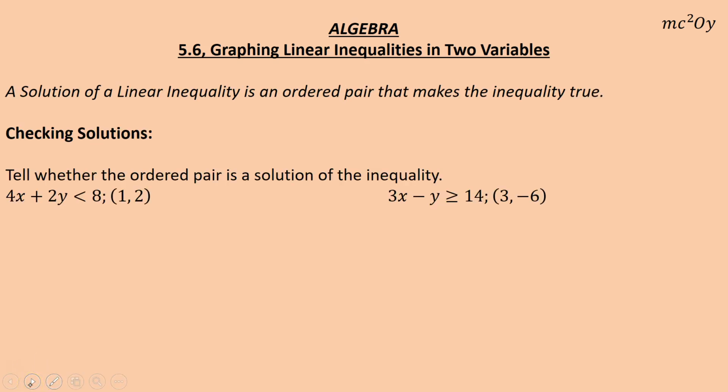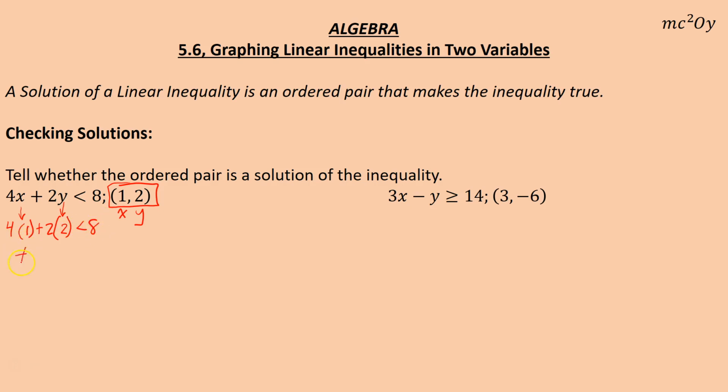Okay, let's take a look at how we can check solutions. If I had the inequality 4x plus 2y is less than 8, and I'm trying to figure out if the ordered pair (1, 2) is a solution, really what that means is I am checking that ordered pair by substituting the x value in for x and the y value in for y in your inequality. So this would look something like 4 times 1 plus 2 times 2 is less than 8. And you're trying to see if it's a true statement.